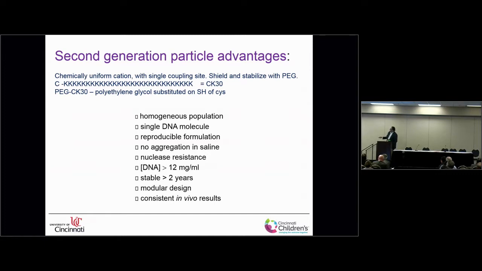But we can concentrate DNA up to 12 milligrams per mil, and the stability is very high. So you can put this in a refrigerator for 2 years, then go grab it and compare it to something that you just made, or compare it to what it did when you first made it in vivo, and the efficacy is the same.